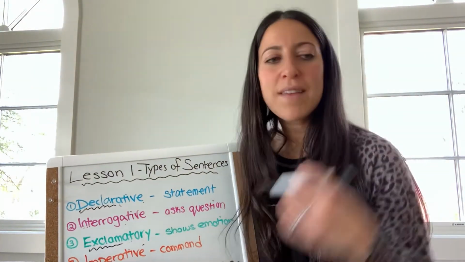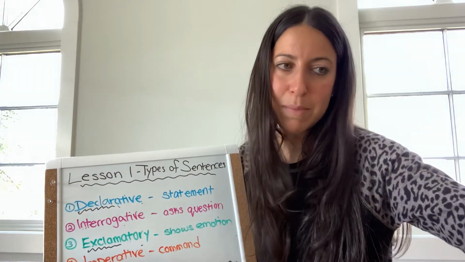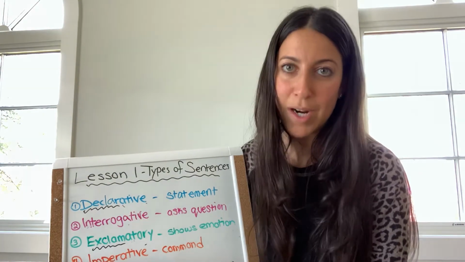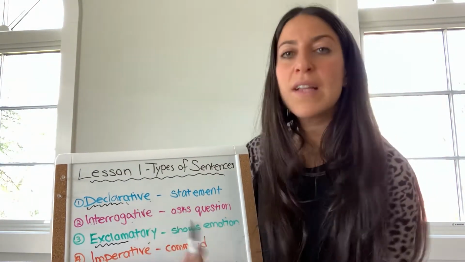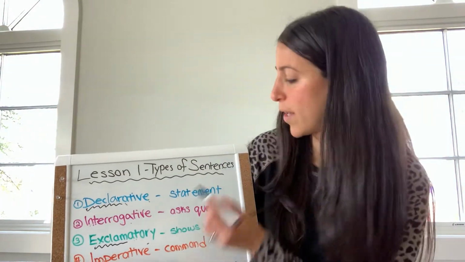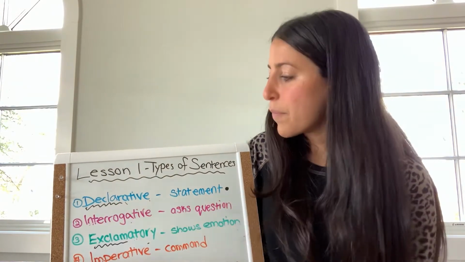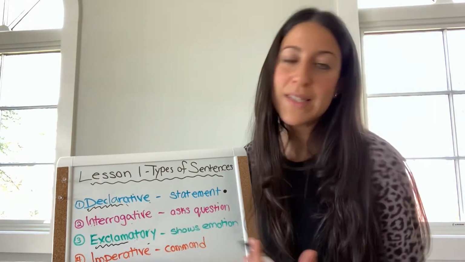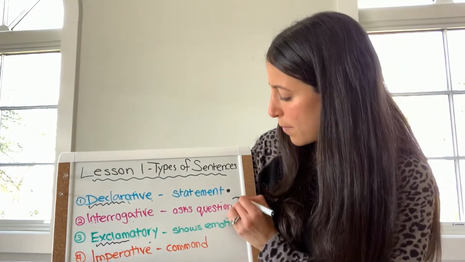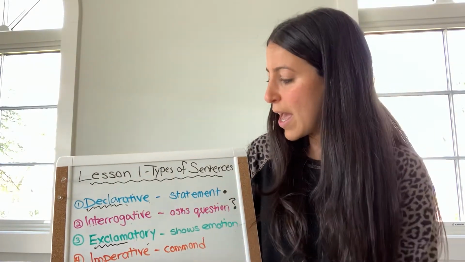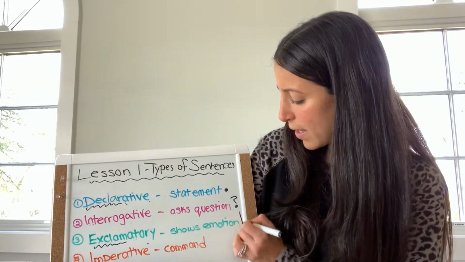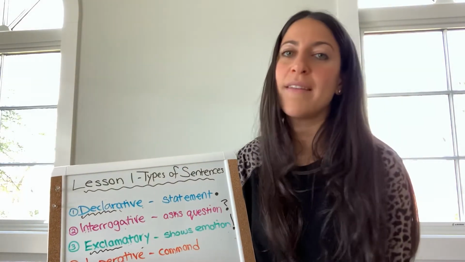Okay, it's important to understand these types of sentences because at the end of these sentences, you will find different punctuation marks. At the end of a declarative sentence, you will always find a period. Okay, an interrogative sentence that asks a question will always end in a question mark. In an exclamatory sentence, you will always find an exclamation point at the end, okay?